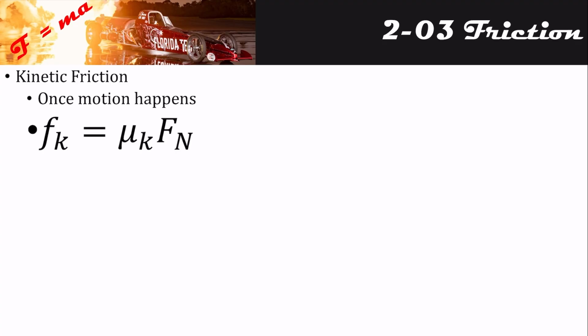Once motion has started, there's no longer static friction, there's now kinetic friction. And kinetic friction equals the coefficient of kinetic friction times the normal force. So it's essentially the same equation as the static. The static, though, was less than or equal to, so it changed until it reached its maximum. Kinetic friction is always the same. The coefficients are different. The coefficient for the kinetic friction is usually less than the coefficient for static friction. It's harder to get something moving than it is to keep it moving.